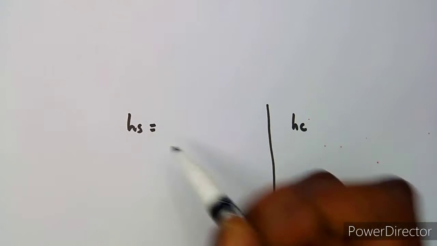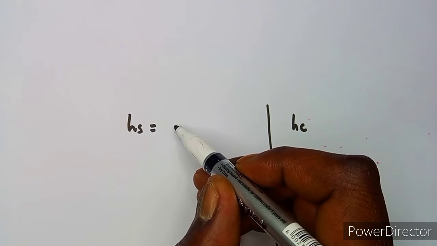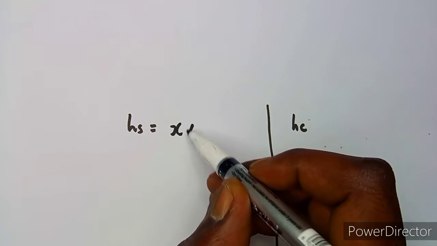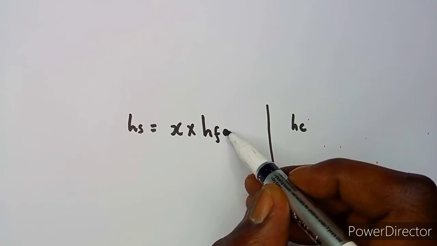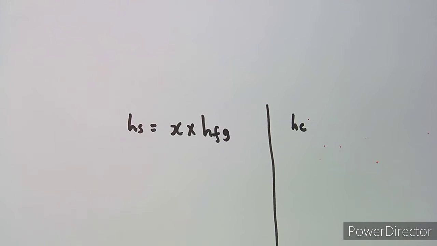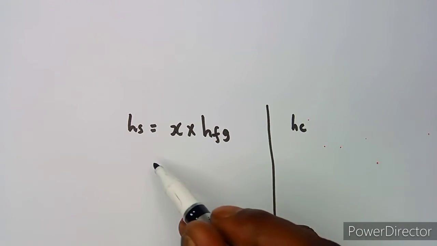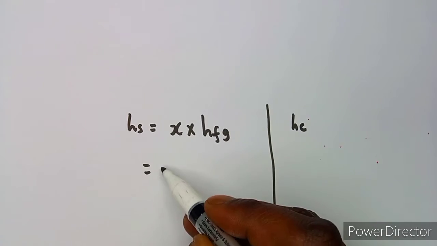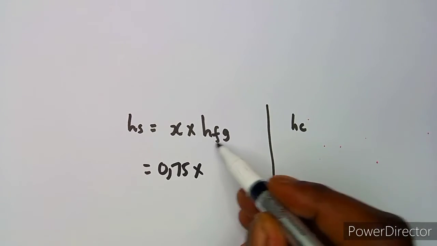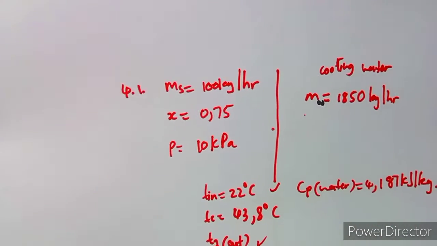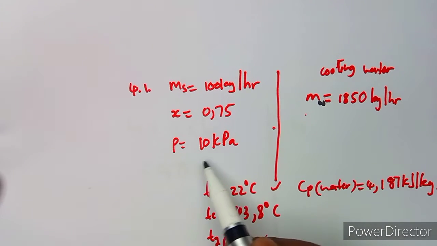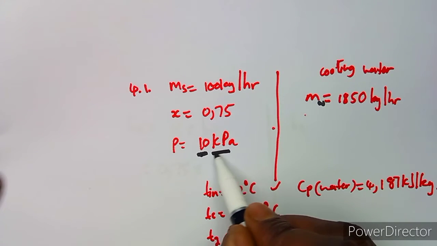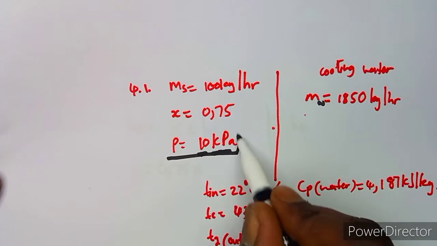So what is our Hs? This is for the steam, so it is the dryness fraction times Hfg. That is the enthalpy that you are going to have for steam. Where x is our dryness fraction of 0.75, times Hfg, which is at this pressure, because we are given for steam the pressure, which is 10 kilopascal.